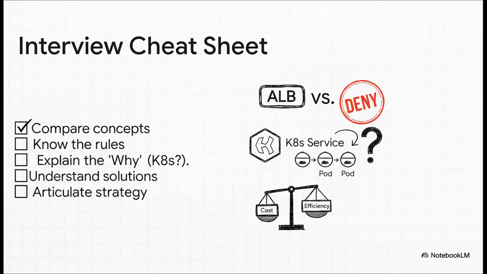Okay, so let's pull all of this together into a quick interview cheat sheet. Number 1, be ready to compare and contrast core concepts, like the ALB versus the NLB. Number 2, know the hard rules, like the fact that an IAM deny always wins. 3, don't just explain what a technology is, explain why it exists. Why Kubernetes over just Docker? 4, understand how specific components, like a Kubernetes service, are designed to solve very specific problems. And finally, number 5, be ready to talk about the trade-offs of high-level strategies, like monorepo versus multi-repo.